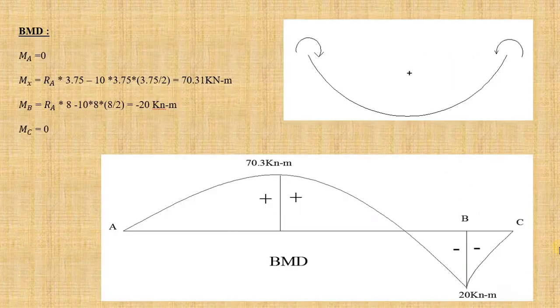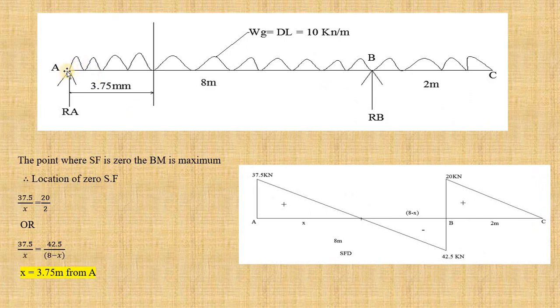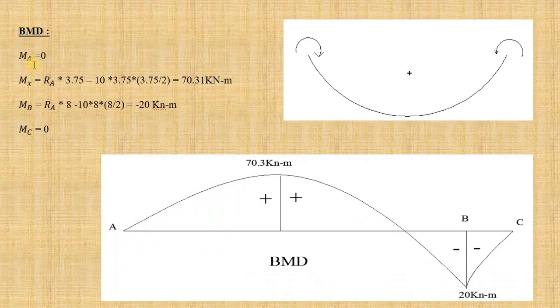So let's see the bending moment calculation. How to do this bending moment calculation is, I have considered four points. The first point is A, the second point is X, the third point is B, and the fourth point is C. According to those points I should calculate the moment.